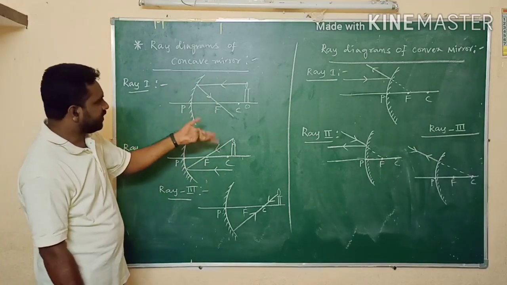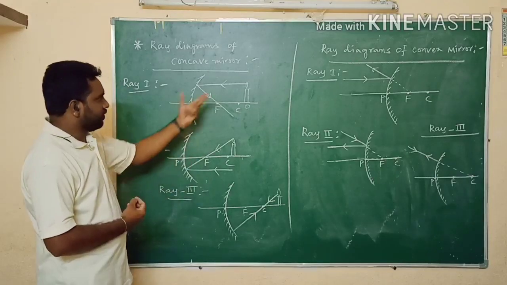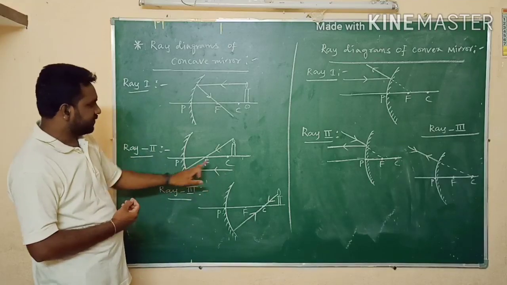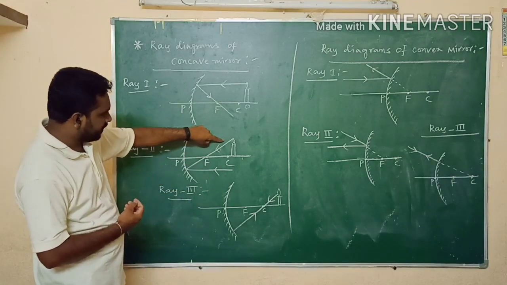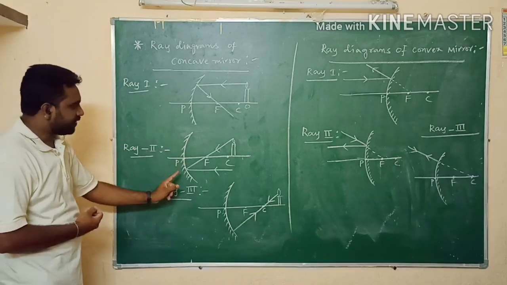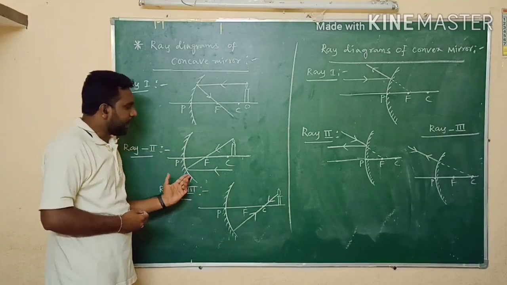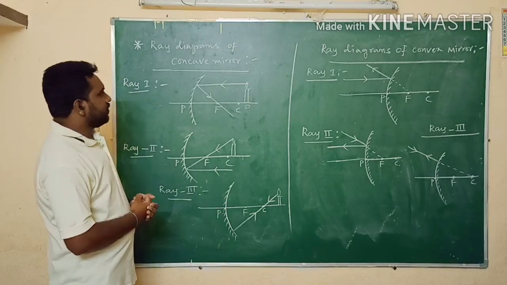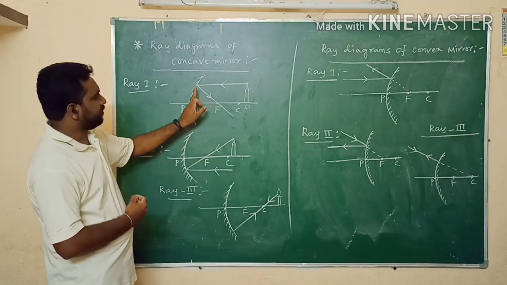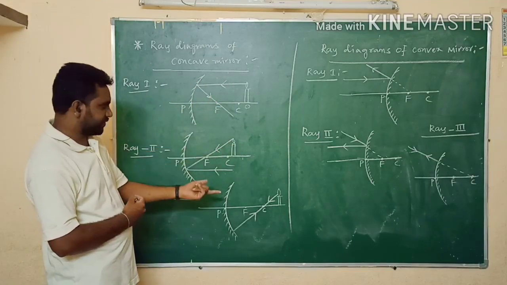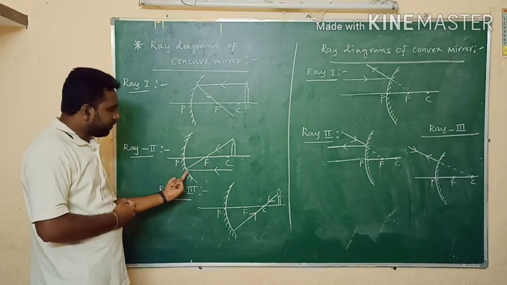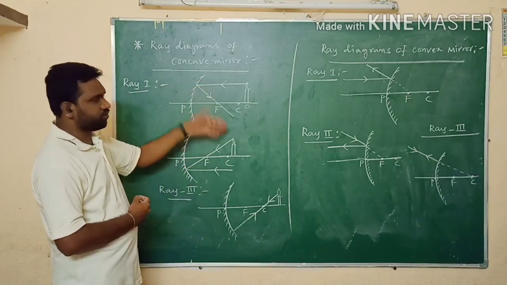It is quite the reverse of the first rule. That means if we incident the light ray from the focus, the reflected ray will pass parallel to the principal axis. Once we observe the first case, if we incident the light ray parallel to the principal axis, the reflected ray passes through the focus. Here it is quite the reverse. If we incident the light ray from the focus, the reflected ray will pass parallel to the principal axis. Quite the reverse of the first one.